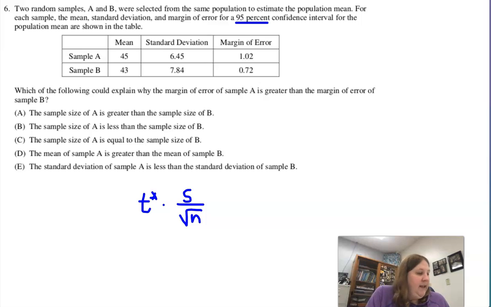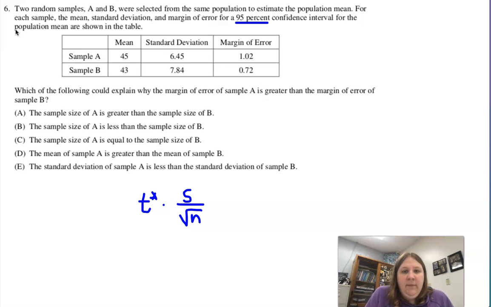All right, this is 2018, 6 through 10. The answers are 6B, 7C, 8E, 9C, 10E. So as always, just watch the ones you need to here. So looking at number 6.